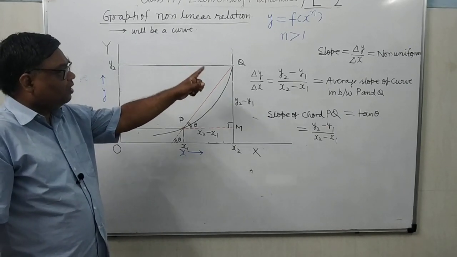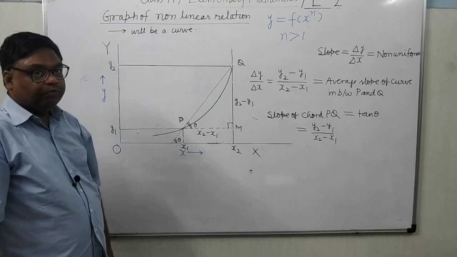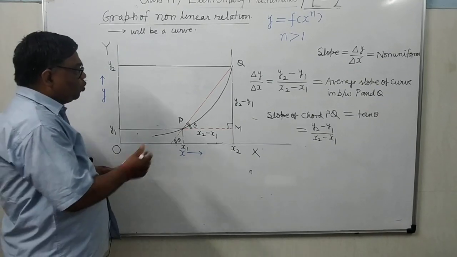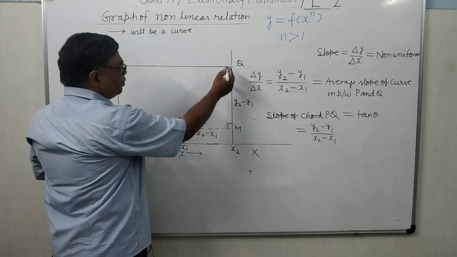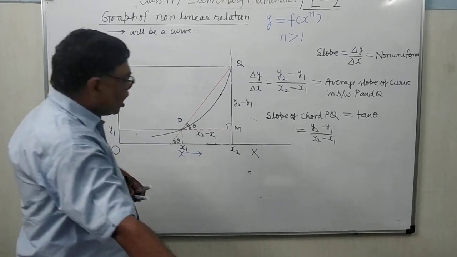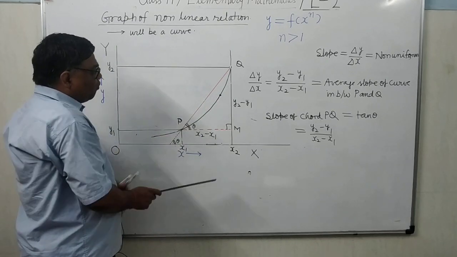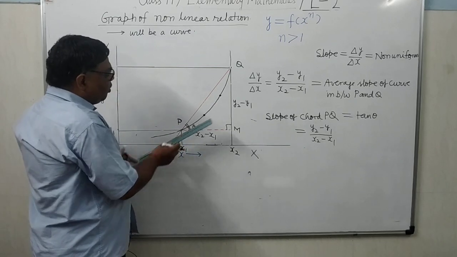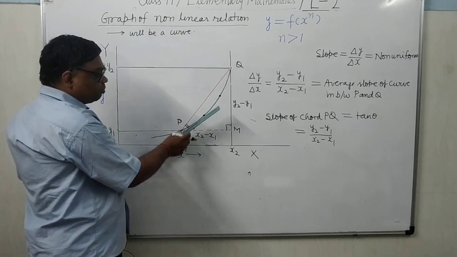So for that, we will take point Q very close to the point P. Means when Q is moving towards P, what will happen? When Q moves from here to here, what will happen to the chord? Chord will become smaller in length. When this Q moves from here to here, chord will become more smaller. It is clear?